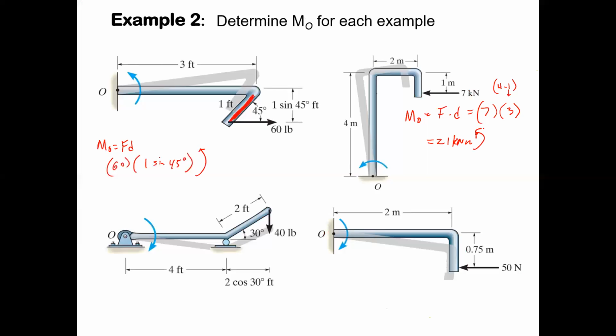The next one's a little more complicated. In this case, it's 40 times, the moment arm here is going to be what? 4 plus 2 times the cosine of 30. Dylan is saying that's root 3. That's root 3 over 2 times 2. Yep. And it's going clockwise, which we're considering negative. And the last one, pretty easy, just 50 times 3/4.